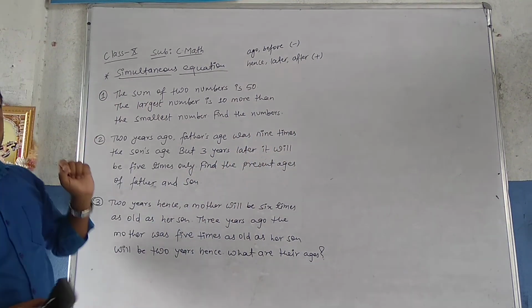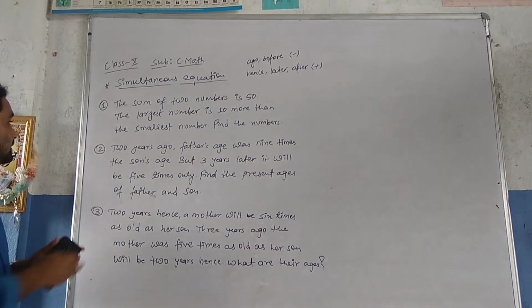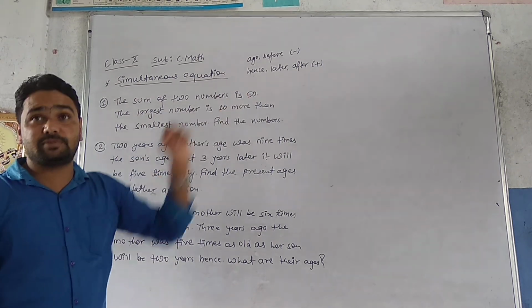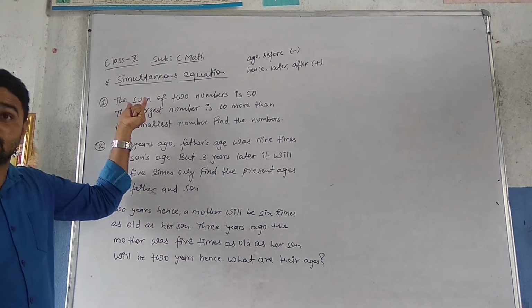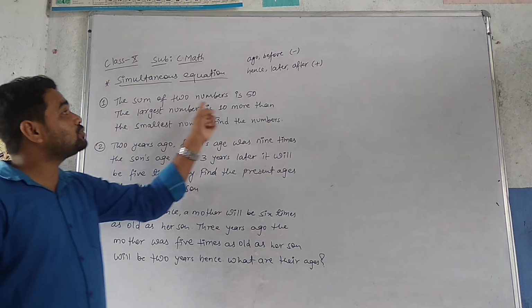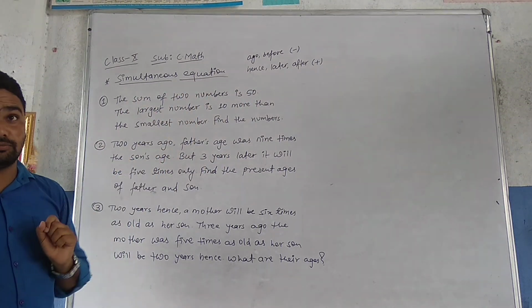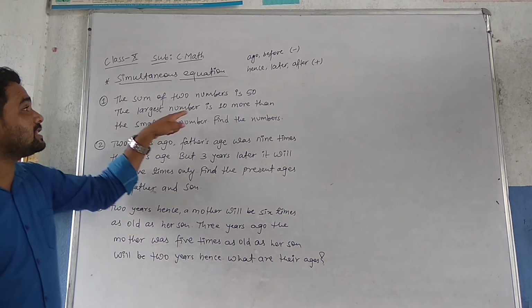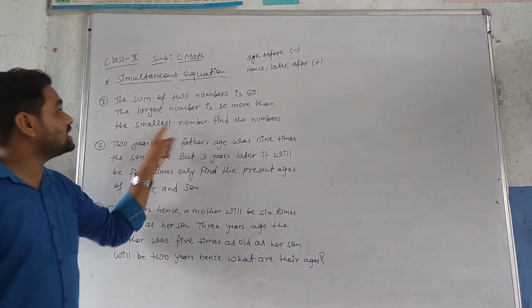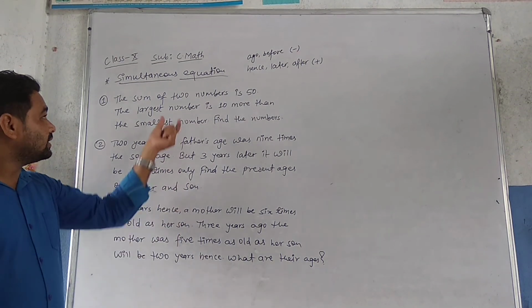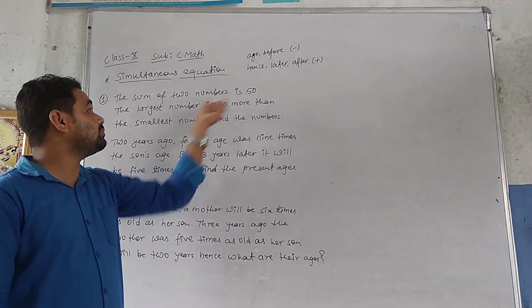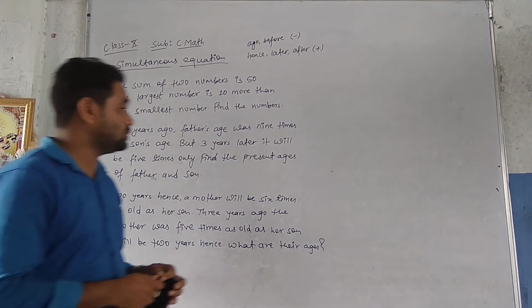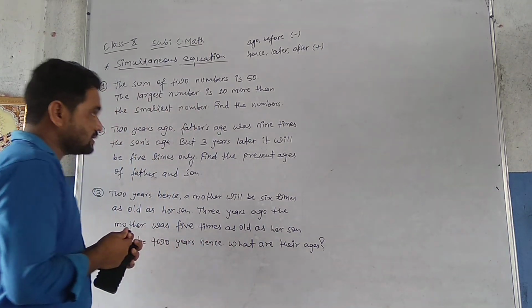Now, for the first question, look, I have listed two questions here. For the first number, it is given that the sum of two numbers is 50. Sum is plus. The sum of two numbers is 50 and we don't know the two numbers. That is the first condition. And the second condition, the largest number is 10 more than the smallest number. Find the numbers.